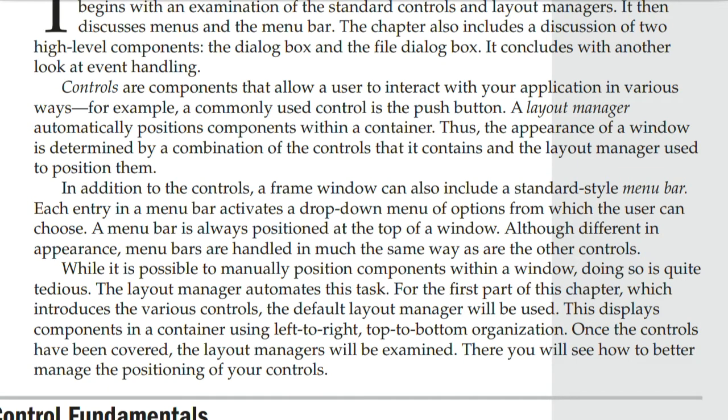While it is possible to manually position components within a window, doing so is quite tedious. The layout manager automates this task. For the first part of the chapter, which introduces the various controls, the default layout manager will be used. It displays components in a container using left to right, top to bottom organization. Once the controls have been covered, the layout managers will be examined. There you will see how to better manage the positioning of your controls.